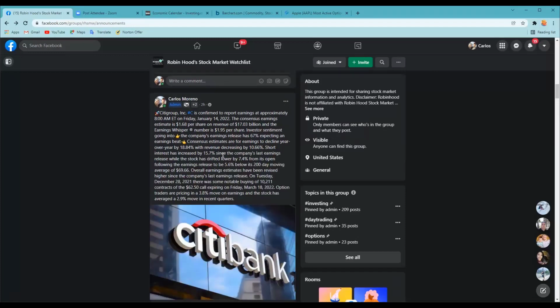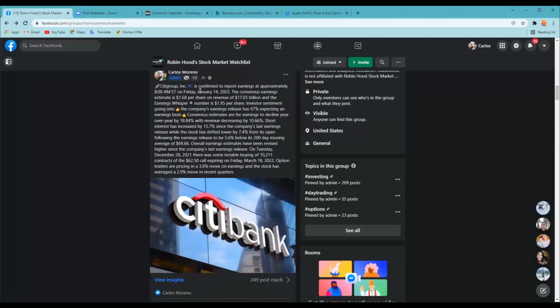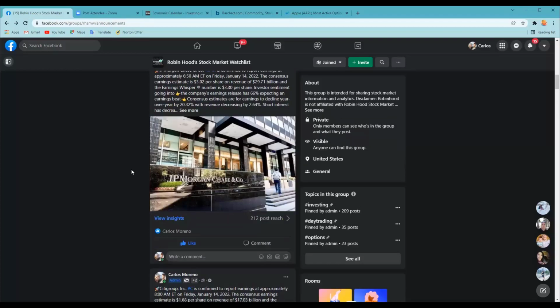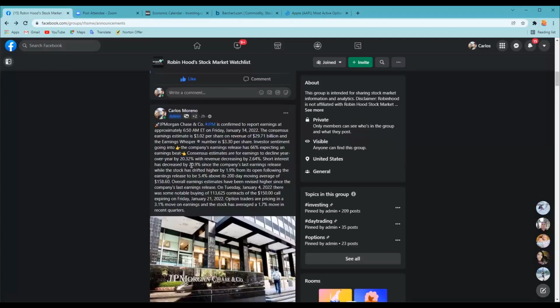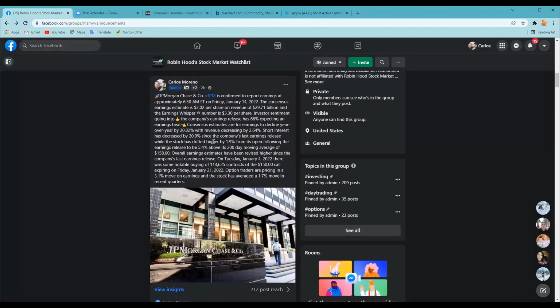Next one is Citibank. So Citibank, or Citigroup, is scheduled to release their earnings report Friday morning before the stock market opens. The company's earnings release has a 67% expecting an earnings beat, which is right around average. It's not bad. Next one is JP Morgan Chase. They are scheduled to release their earnings report Friday morning before the stock market opens.